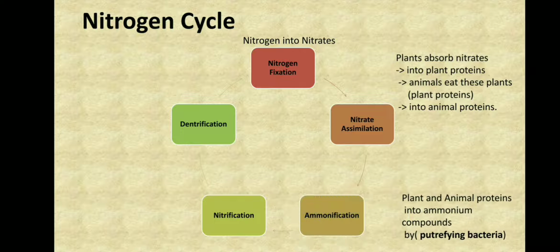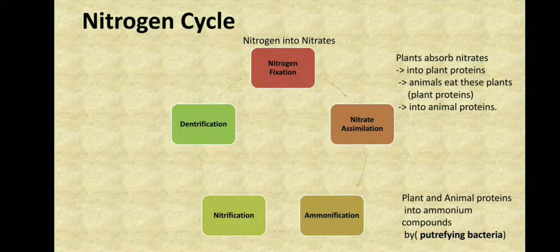Now in ammonification, plant and animal proteins are converted into ammonium compounds by putrefying bacteria. So when animals eat the plants, the plant protein is converted into animal protein, and the leftover plants will also be there, right? So this plant protein and animal protein together form ammonium compounds, formed by the putrefying bacteria. So now ammonification is done.